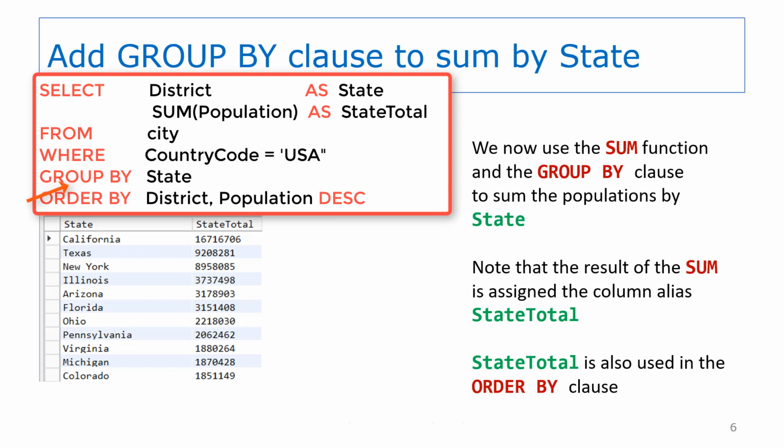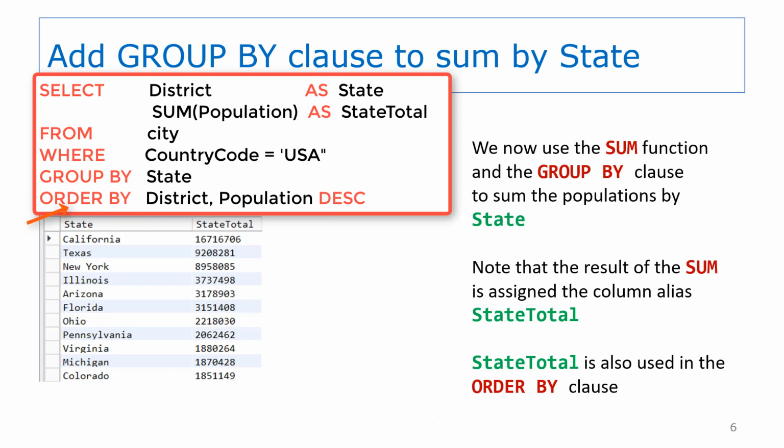Next, I added the group by clause. The group by clause is used to group the data by the column or columns that are in the group by column list. In this case, I only have one column in the group by list, my newly aliased state column. I then changed the order by so that the states are listed in descending order by population.